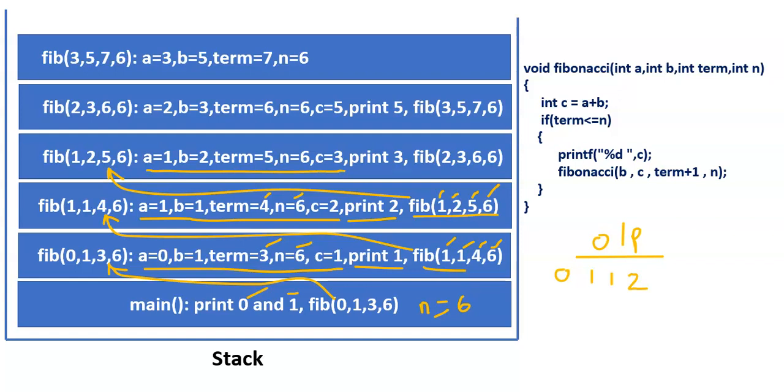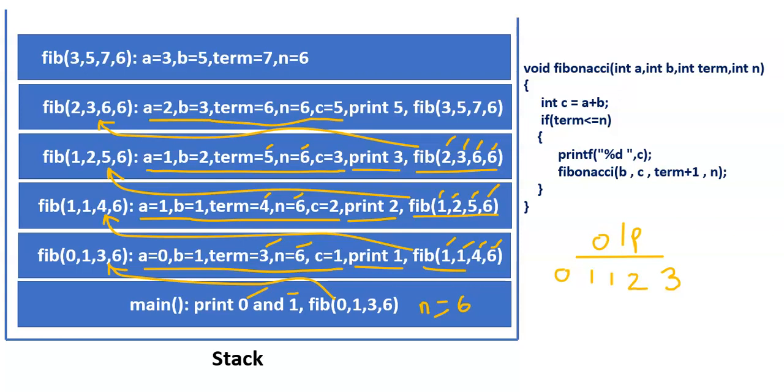Then we are calculating c value. c is equal to a plus b, that is 1 plus 2. Here what is the condition? Term is less than or equal to n. 5 is less than or equal to 6, which is correct. Then we are printing 3. Then again we are calling the Fibonacci function with arguments b value 2, then c value 3, then term plus 1, 6, then n value, that is 6. Again the Fibonacci function is called here with 2, 3, 6, 6. Here a value is 2, b value is 3, term value is 6, and n value is 6.